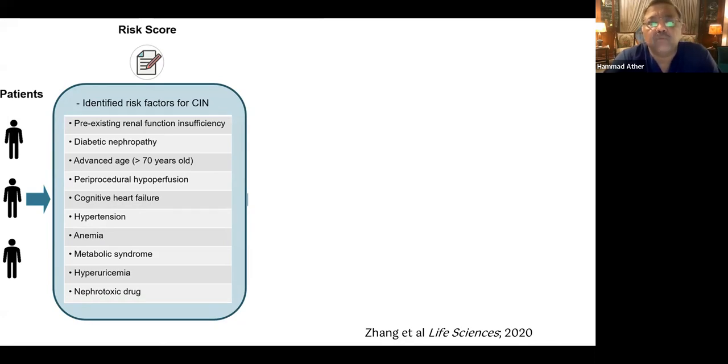So people who have pre-existing renal functional impairment, patients with diabetic nephropathies, elderly individuals, those who have issues with perfusion and ischemia, are also at high risk. Hypertension, anemia, metabolic syndrome, so these are the risk factors for contrast-induced nephropathy.